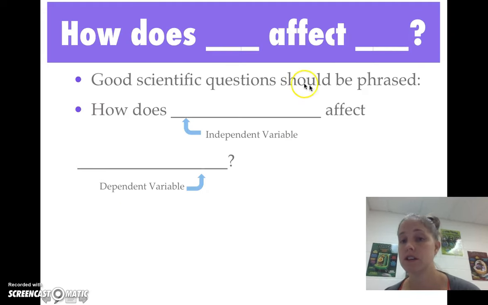So good scientific questions should be phrased, how does blank affect blank? And in the first blank, we're going to write our independent variable, or the cause. And in our second blank, we're going to write our dependent variable, or the effect.